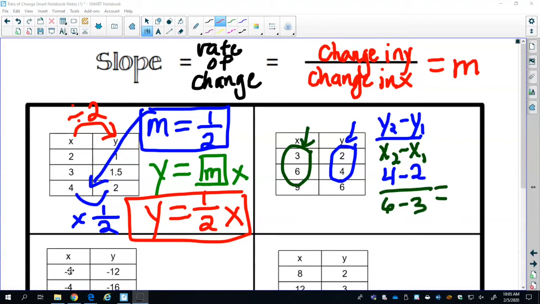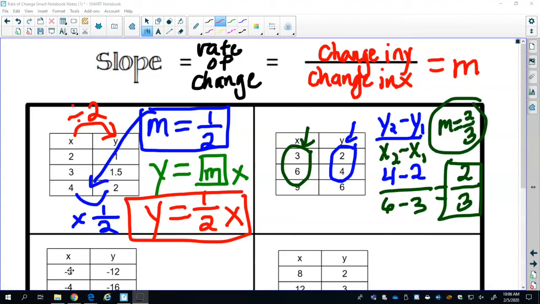Okay? So 4 minus 2 is what? What's 4 minus 2, everybody? And what's 6 minus 3? 3. So our slope is equal to 2/3. That's another way you can get it. Subtract 2 of the y values, put that as your numerator, subtract 2 of your x values, that's your denominator, and that will give you your slope.